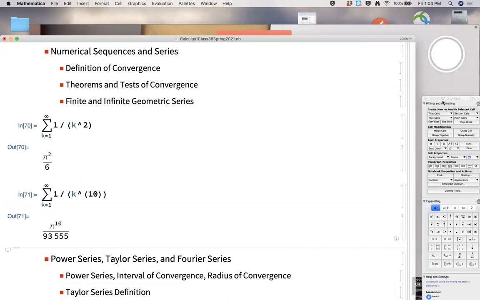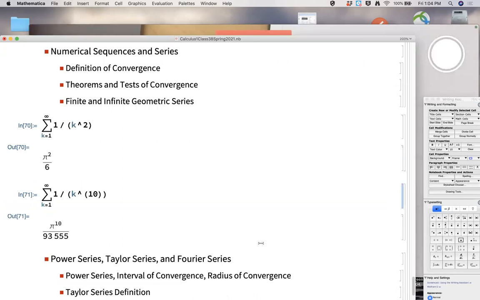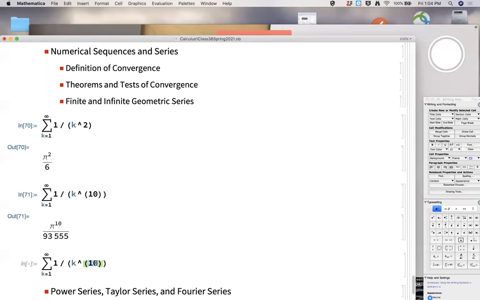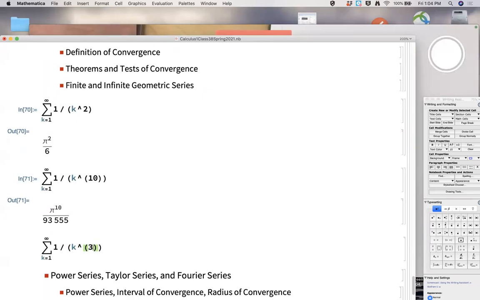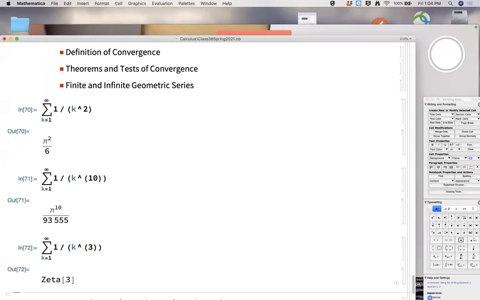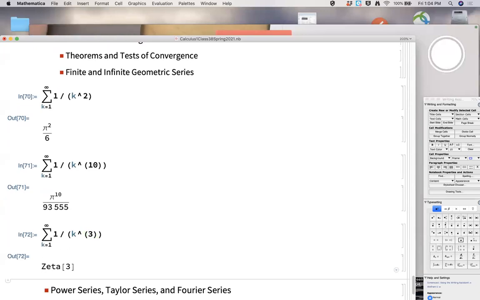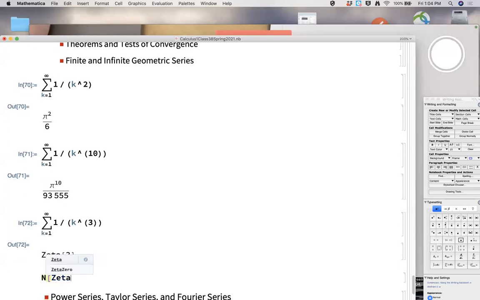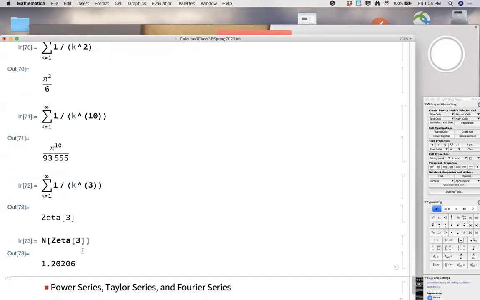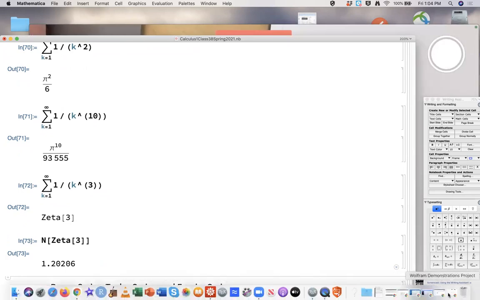If you do odd powers of k, though, all of a sudden Mathematica says, well, the answer is not a simple thing in terms of pi. It's zeta of 3. What's that? That's called the Riemann zeta function. You can approximate it. It's about 1.20206. Who would care about such a thing? Lots of people, actually, including you, should care about the zeta function. Let me tell you a little bit about it.